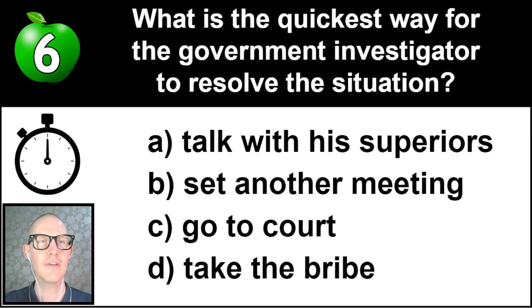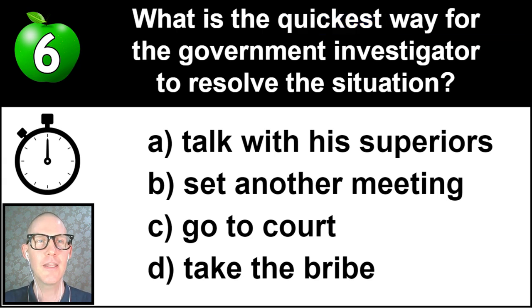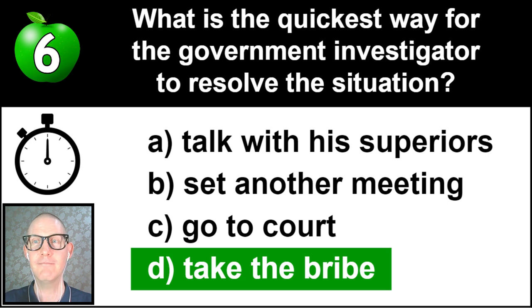Okay, all right. So the quickest way, right? We didn't say the most correct way. We said the quickest way. And the answer is D, take the bribe, the $2 million and an ice cream cone.